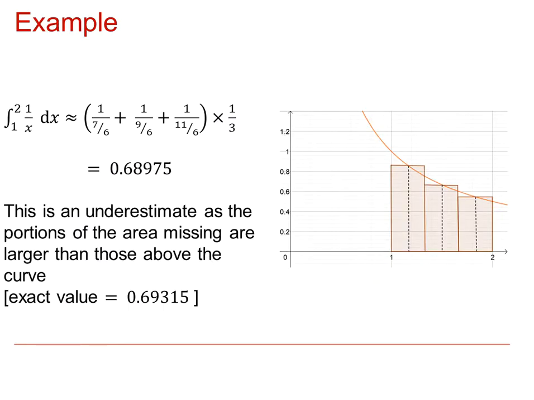In the previous video also we saw that for this particular integral, which is the integral of 1 over x between 1 and 2, the mid-ordinate rule produced an underestimate. And that's because the pieces that are missing from the rectangles here, or below the curve, are larger than the extra pieces that are in the rectangles above the curve.